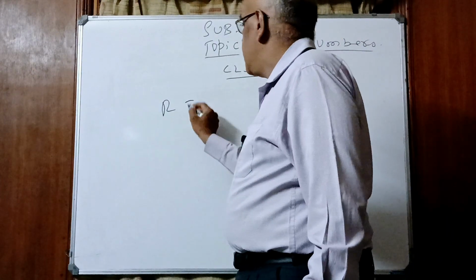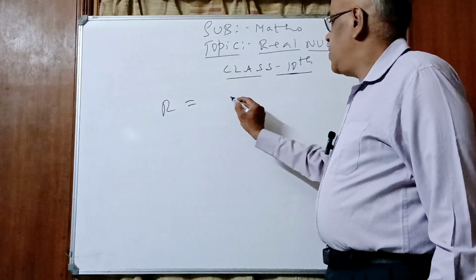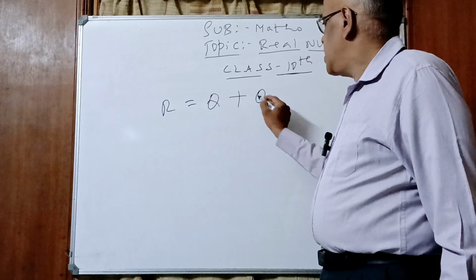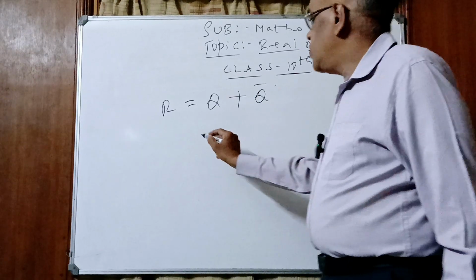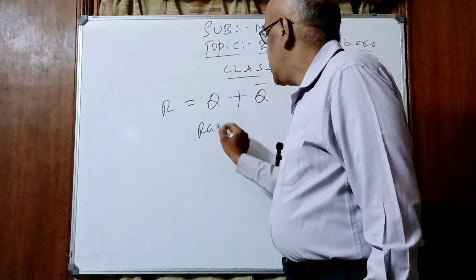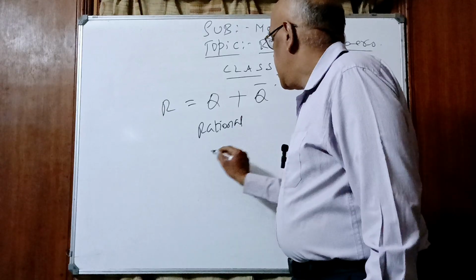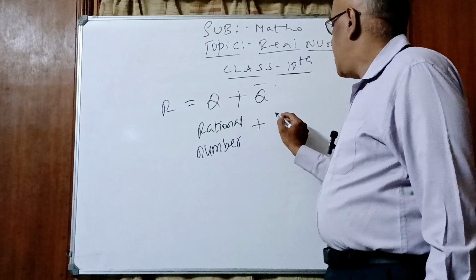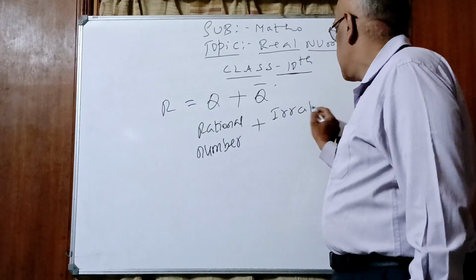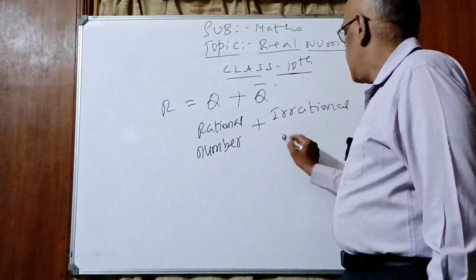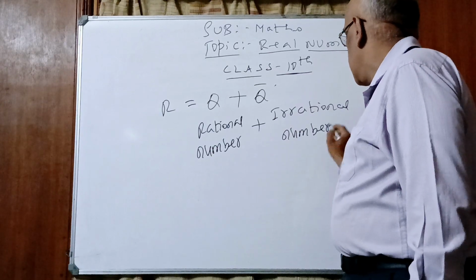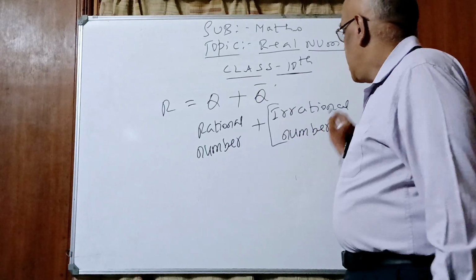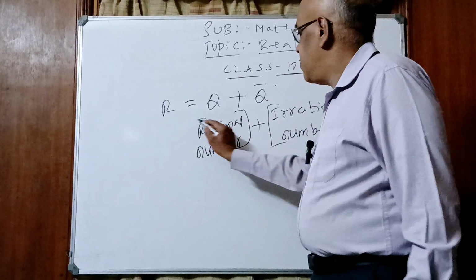Real numbers are denoted by letter R. It's a combination of rational numbers denoted by Q as well as irrational numbers Q bar. What is Q, children? Rational number. What is Q bar? Irrational number. So, what is real number? Real number is the combination of rational number and irrational number.